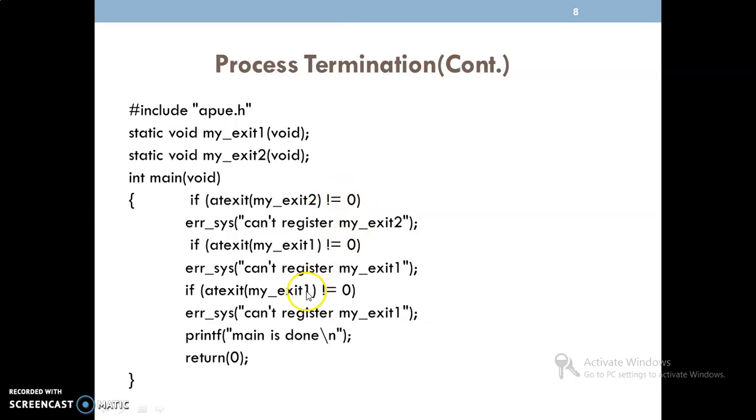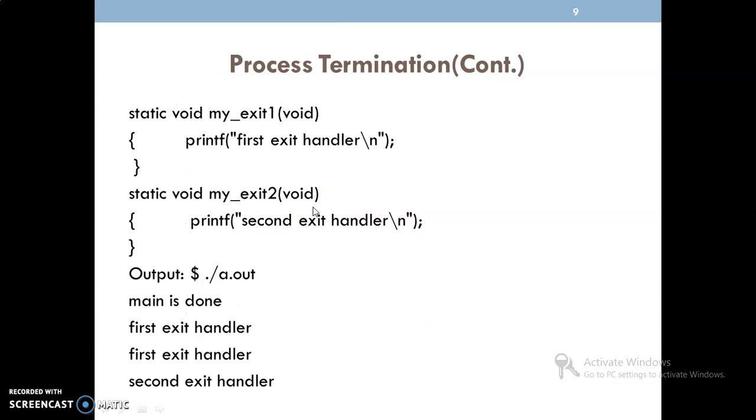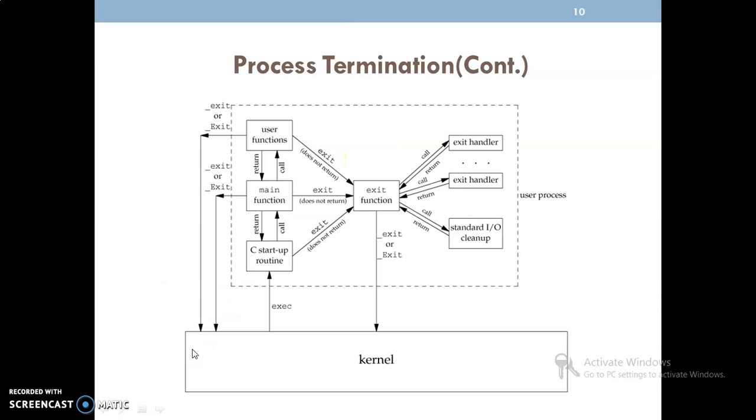Okay, what is the next one? Exit 1. Next one, exit 1. So due to these two, we get the first exit handler 2 times, then the exit handler 1 time here. Okay, I hope you got the point. This is what we call the atexit function.